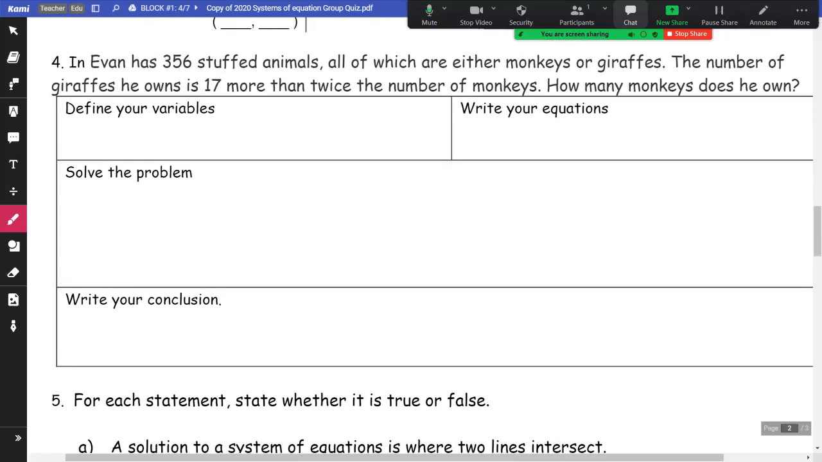Okay, so define our variables. I'm going to have M equal number of monkeys and G equal number of giraffes.